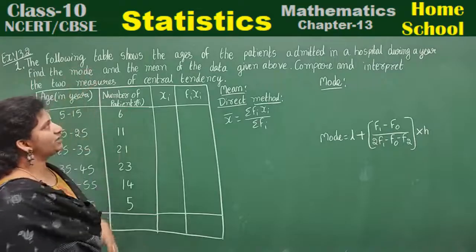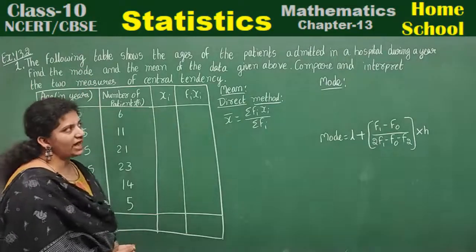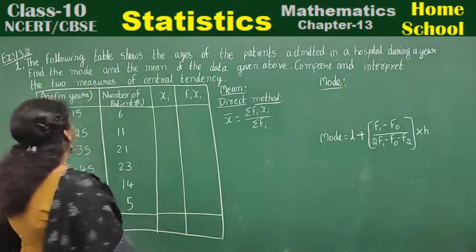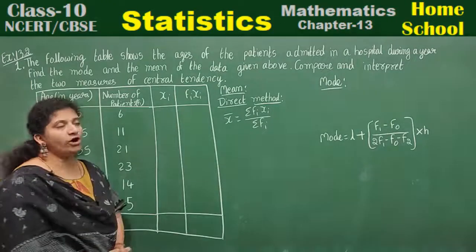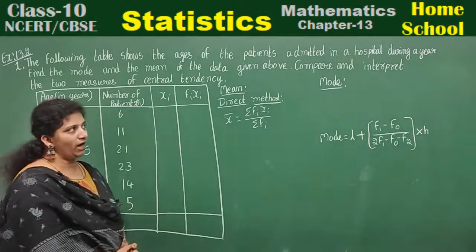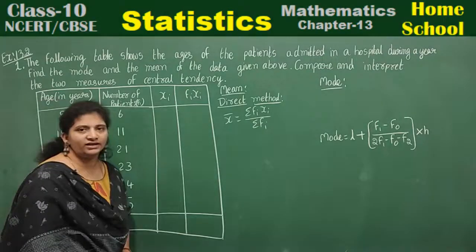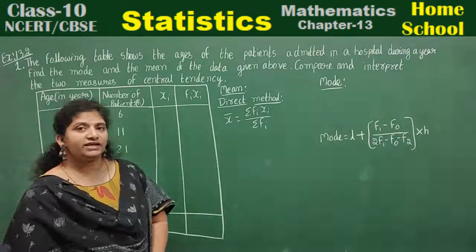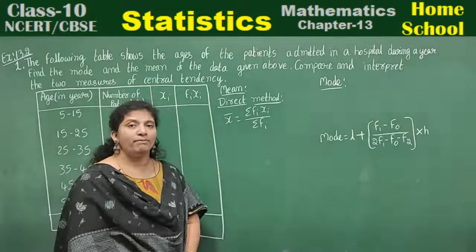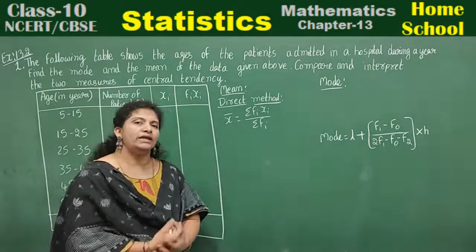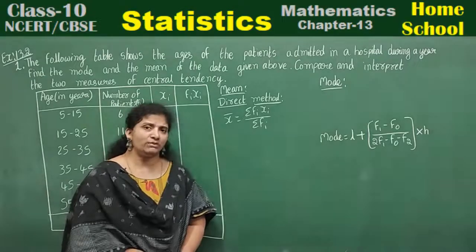The following table shows the ages of the patients admitted in a hospital during a year. Find the mode and the mean of the data given above. Compare and interpret the two measures of central tendency. What are the measures of central tendency asked here? Mean and mode. To calculate mean, we know three methods.